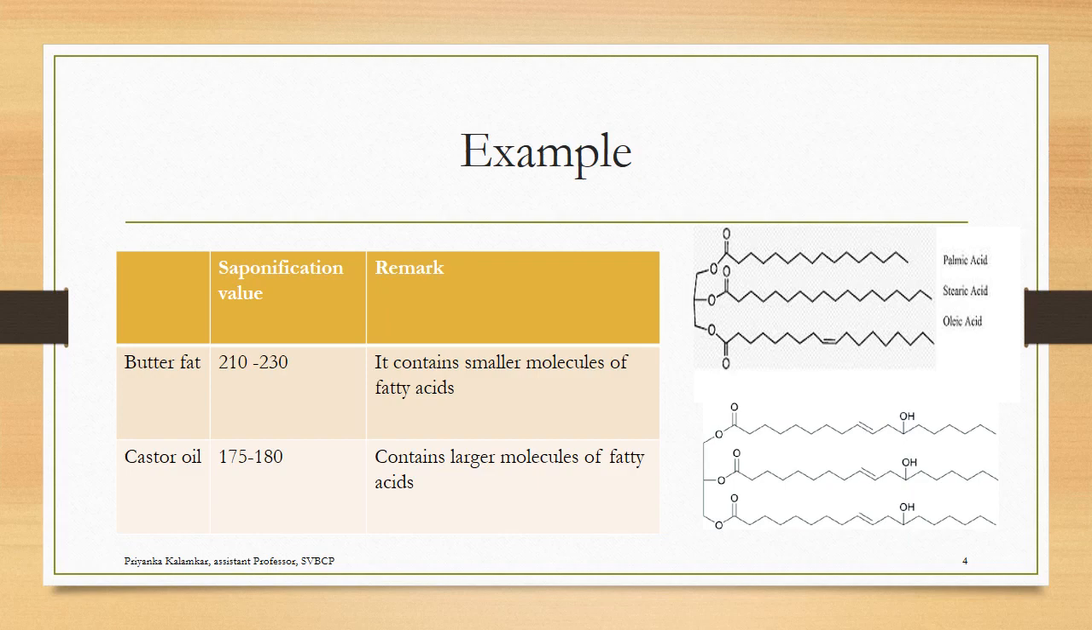If you see this example, butterfat contains these three. This is a type of complex triglyceride molecule where the three fatty acids attached to the glycerol moiety are all different. So it is having higher saponification value. If you see castor oil, all the three fatty acids are the same. This is a type of simple triglyceride molecule where all the three fatty acids are of same carbon chain length, but in comparison to this, the carbon chain length present in the castor oil is higher if you compare the average molecular weight.